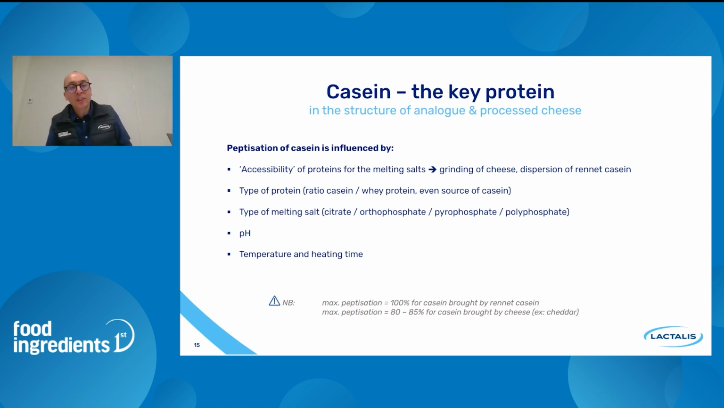The third parameter is the type of melting salt. Indeed, you can use different types of melting salt. You have the possibility to use citrate or different kinds of phosphate like orthophosphates, pyrophosphates, or polyphosphates. And in fact, to make it short, the melting salts which are efficient for peptization are polyphosphate and citrate.